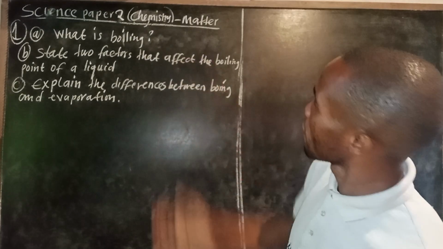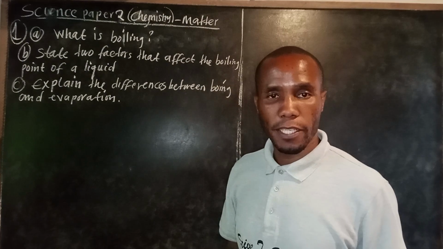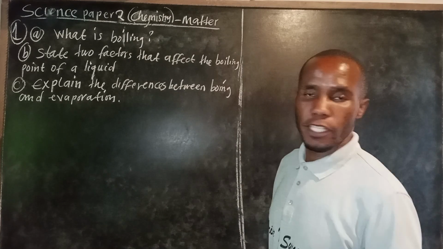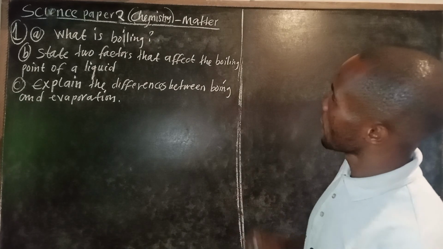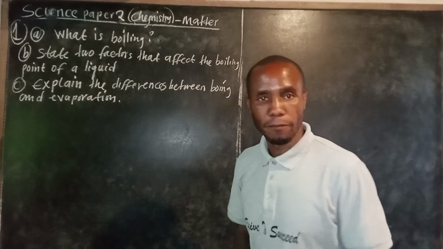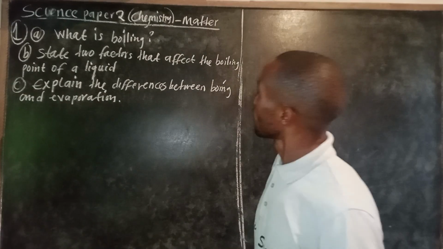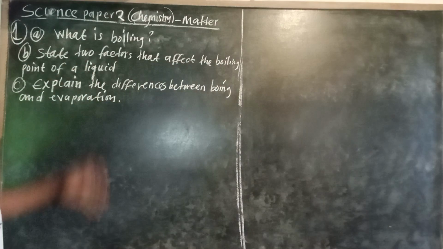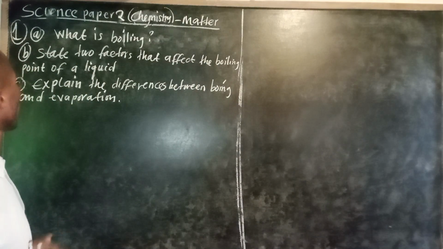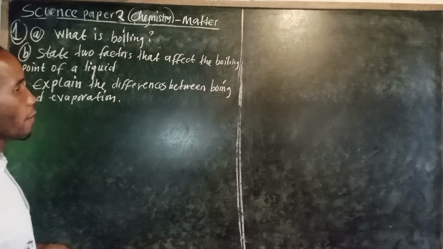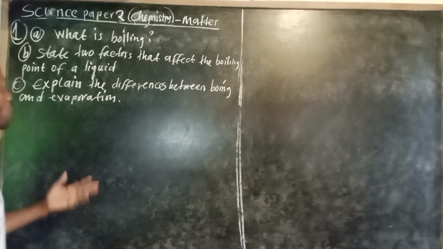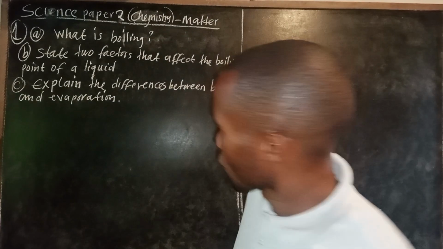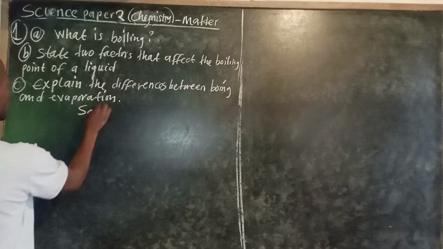A Plus. I've come with these questions, which I actually got from one of the past papers, 2020 GCE. The first question is, what is boiling? How can you answer that question? The second question is, state two factors that affect the boiling point of a liquid. The other one is, explain the differences between boiling and evaporation. Now to start with the first question, solution.